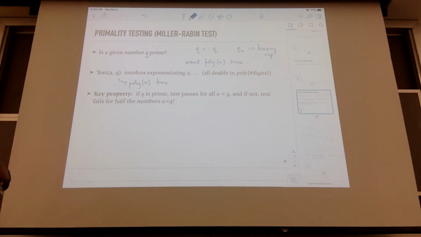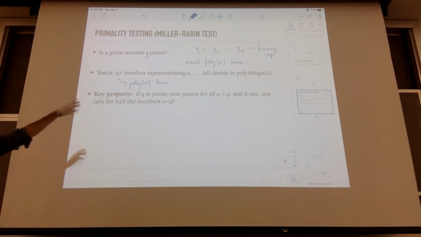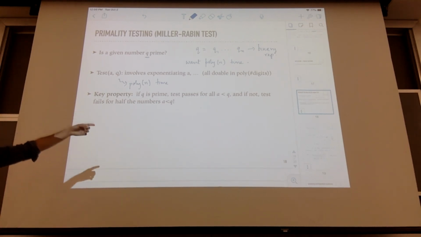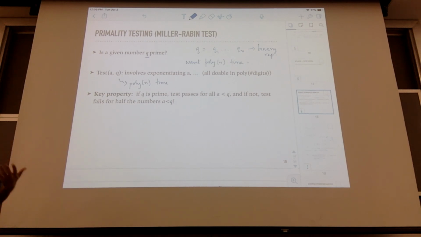Note that once you have this, you are essentially done. Then you're back into this toy problem of a function being 0 at a bunch of numbers and non-zero on half the numbers. Because if q is prime, you pass this test for all a. If not, it fails for at least half. So you just pick random numbers and do this test on a comma q. If q is composite, then with good probability you will encounter one such number very quickly. So this is the primality test.